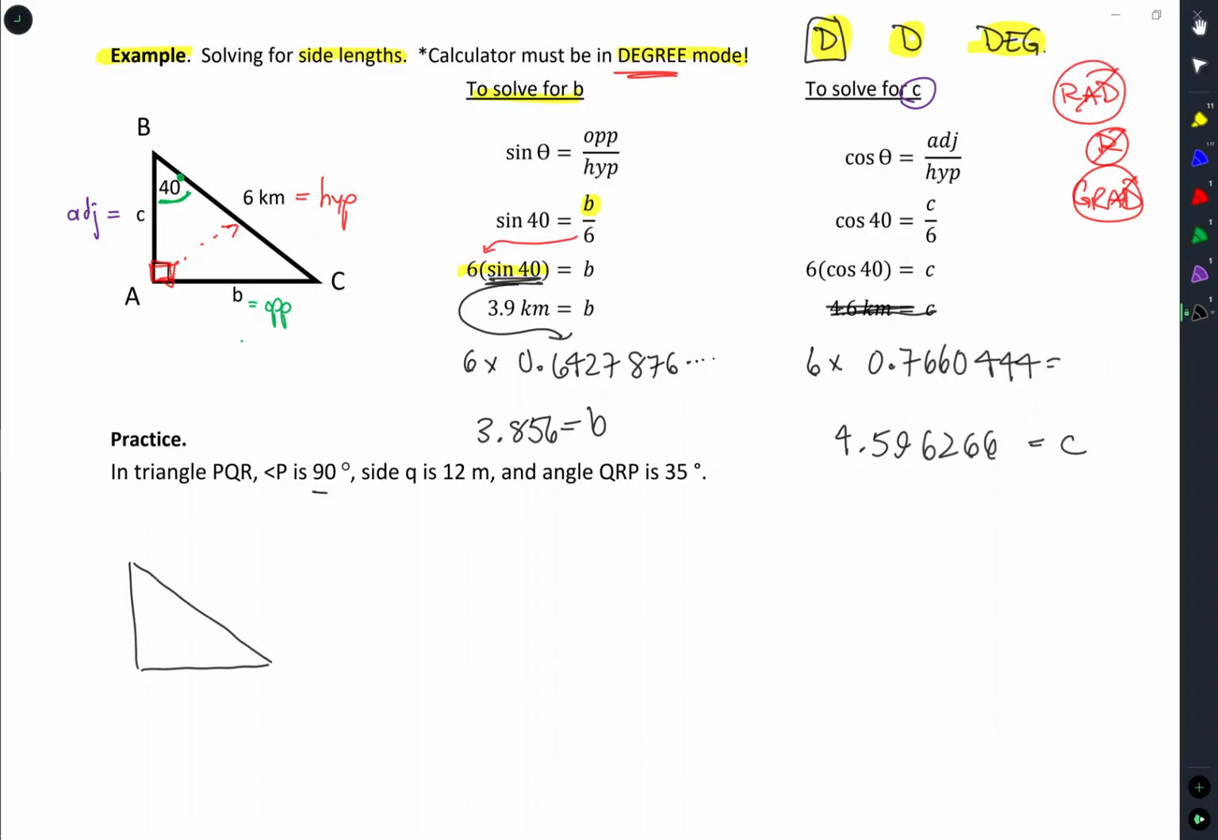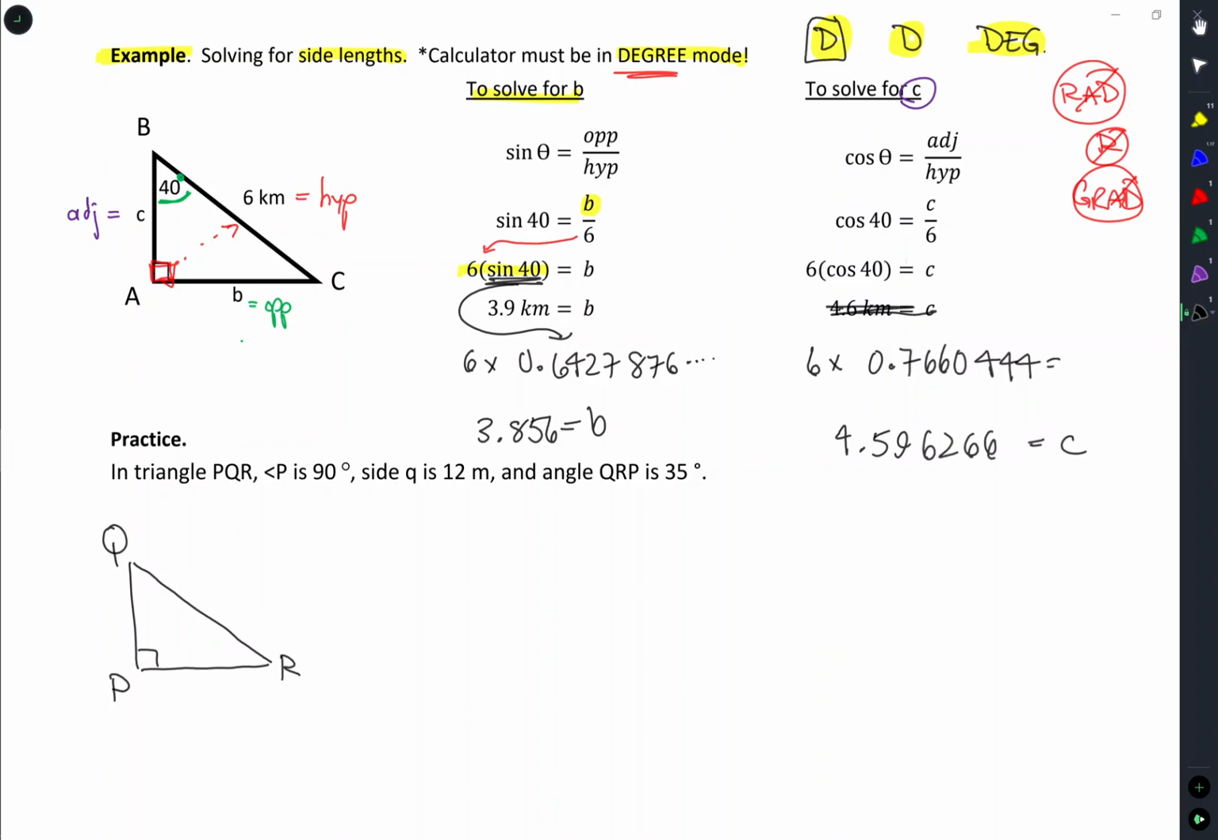The other thing it tells me is I've got a 90 degree angle in there. So let's throw in a 90 degree angle in there somewhere. Oh, it also says that that is called angle P. Angle P is 90 degrees, so let's throw the P in. All right, and then side Q is 12 and QRP is 35. Well, let's throw in a Q and an R.